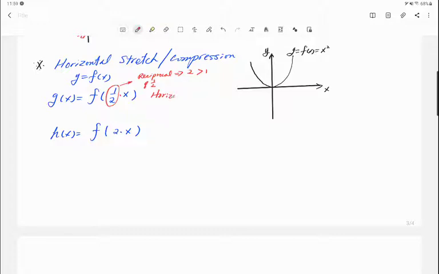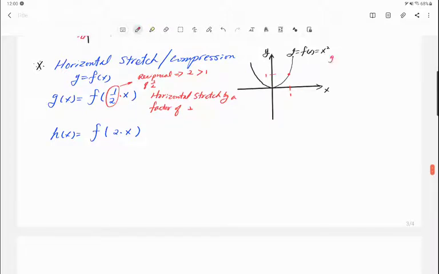We call this horizontal stretch. Stretch by a factor of what? Factor of 2. So always take the reciprocal of the coefficient of x. So if x is multiplied by a number, make sure the reciprocal of this is 2, right? Then 2 is greater than 1, and that is horizontal stretch. So look at this. If x equals 1, then y equals 1, right? So when we do a horizontal stretch by a factor of 2, then we will replace, okay, so g of x.